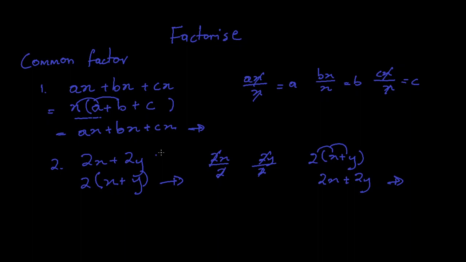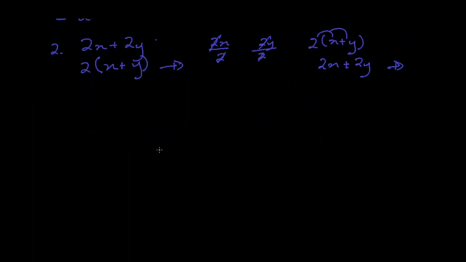Okay guys, so now let's move on to another example, the last example under common factors. So in this example, we're going to have 2x squared minus 4xy. So here we're going to take out a common factor.